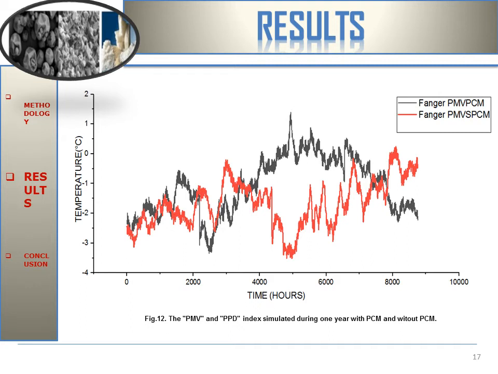Figure 11 presents the PMV and PPD index simulated during 1 year with PCM and without PCM. In our case, the value of PMV with PCM varies between 1 and the summer period. The negative values express very low temperature and the positive values indicate very high temperature. The thermal comfort zone is between +1. An index of the PMV equal to 0 expresses an optimal feeling of thermal comfort.